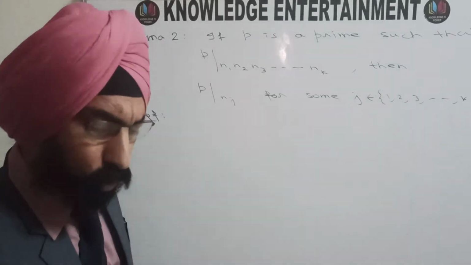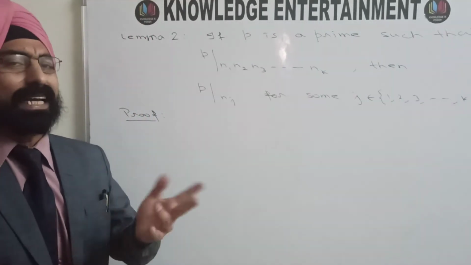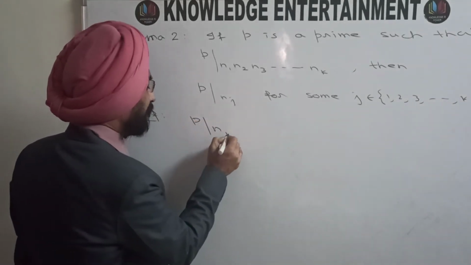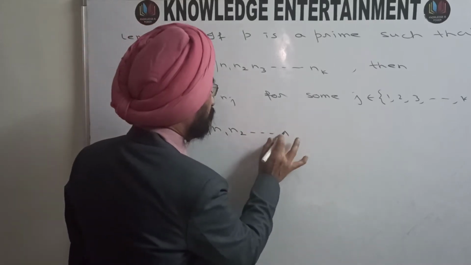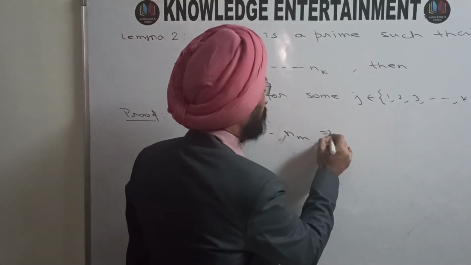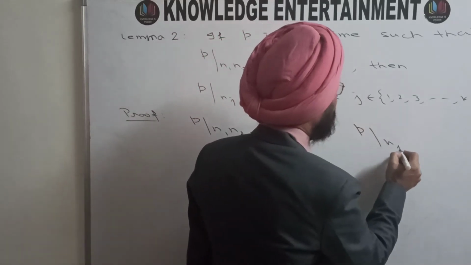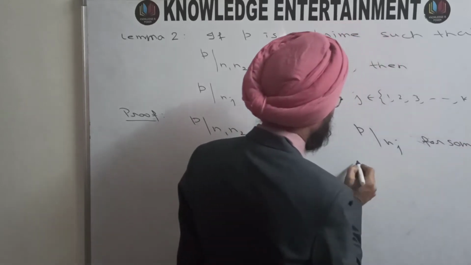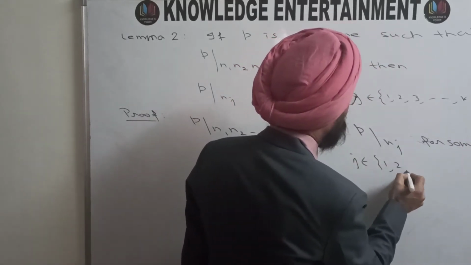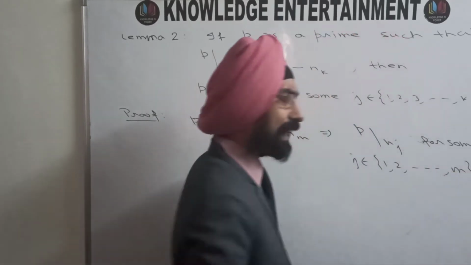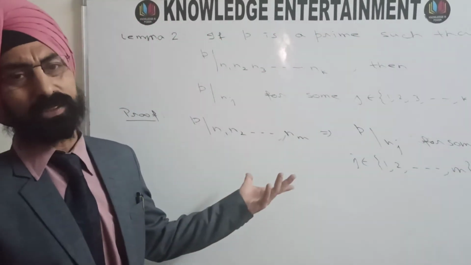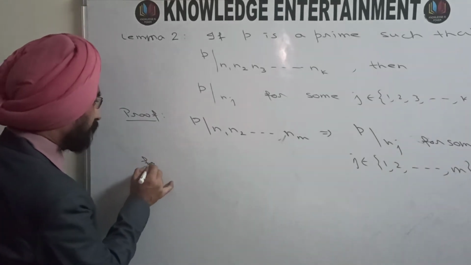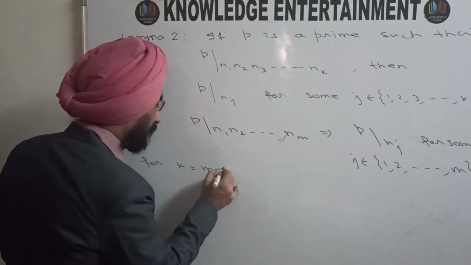Suppose the result is true for k is equal to m. That means if P divides the product n1, n2, up to nm, then P divides nj for some j belonging to the set 1, 2, 3 up to m. This is the second step of induction. And now move on to the final step, number 3, for k equal to m plus 1.